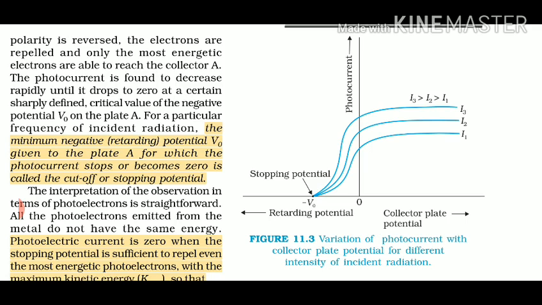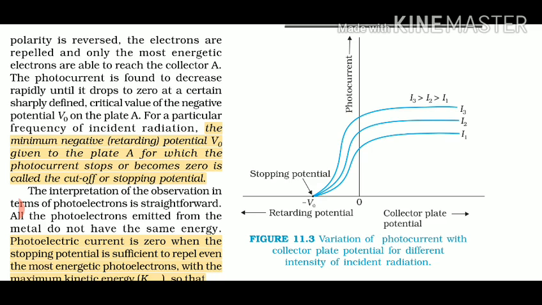And again, if I take one more intensity I3 which is greater than I2 and I1, what will happen? The saturation value of current for I3 will be more as compared to I2 and I1. Clear? Now let us have a look at the left hand side of the graph.